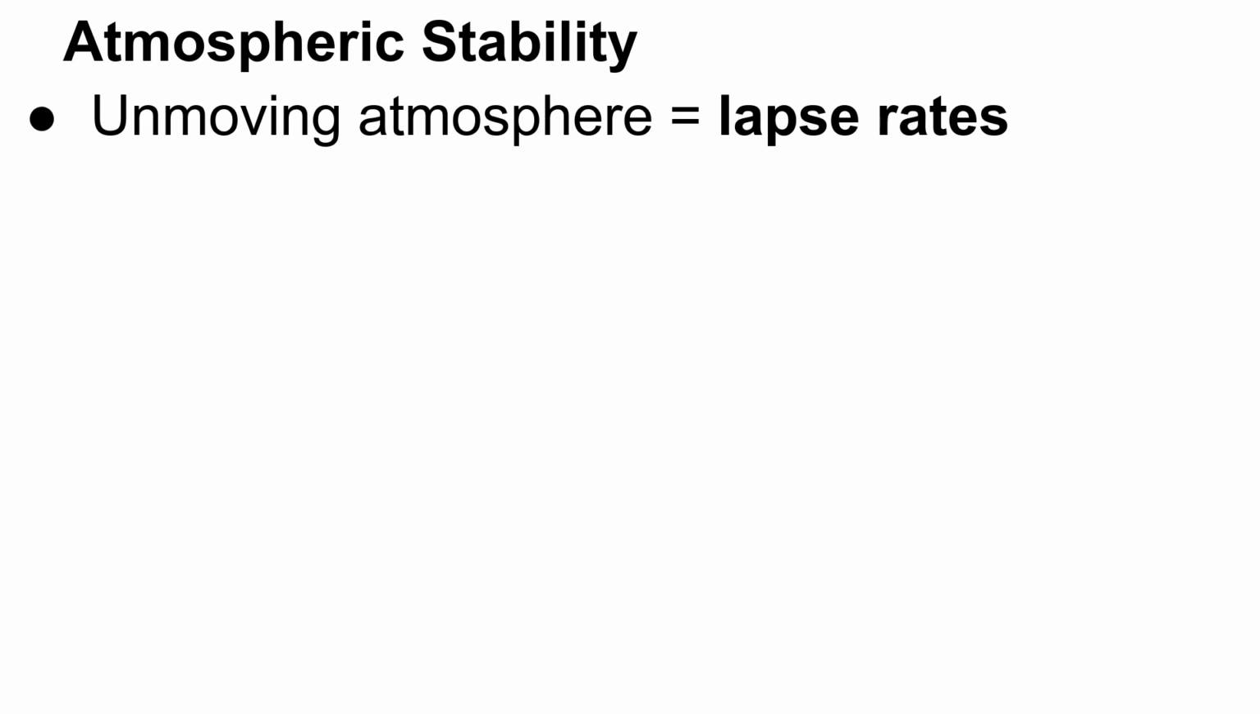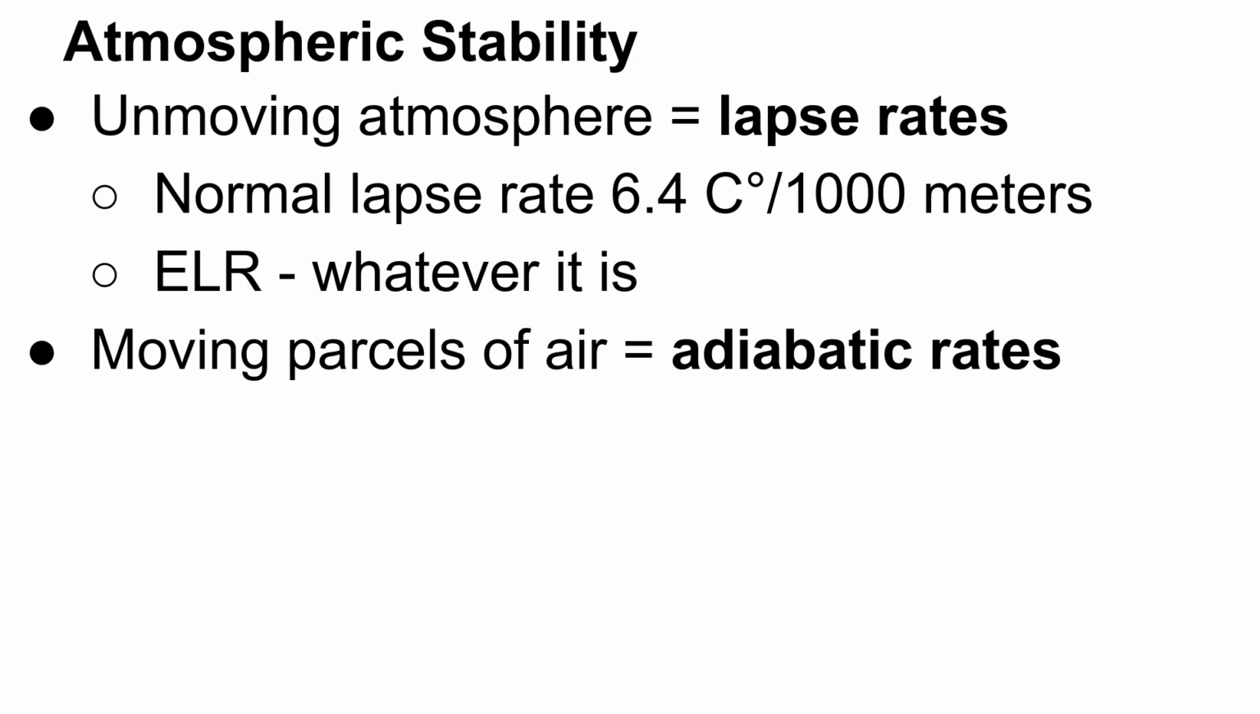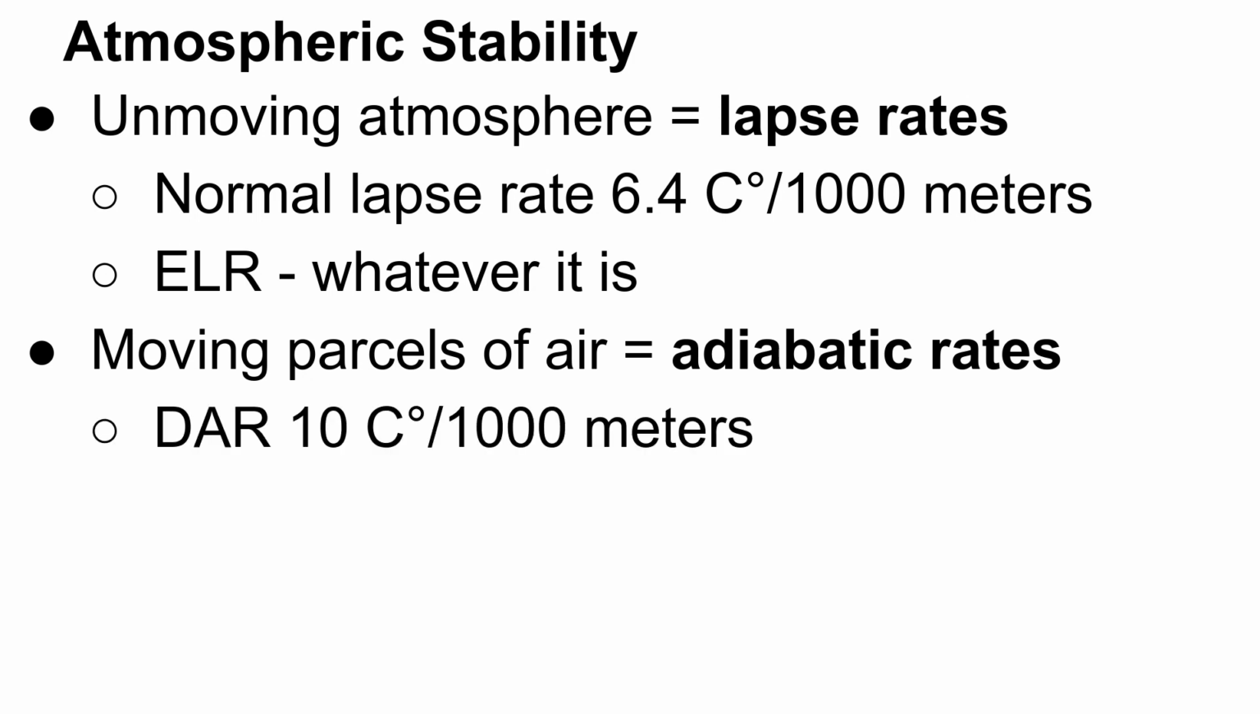So if we've got the unmoving atmosphere, those are lapse rates, the environmental and the normal lapse rate. The environmental lapse rate is whatever it is. If we're talking about a moving parcel of air, they are cooling and in some cases warming for a totally different reason. The lapse rates exist because the troposphere is heated by the surface. As you move away from the surface, the atmosphere just gets colder. However, if you have a moving parcel of air, those are going to heat or cool at the adiabatic rates.